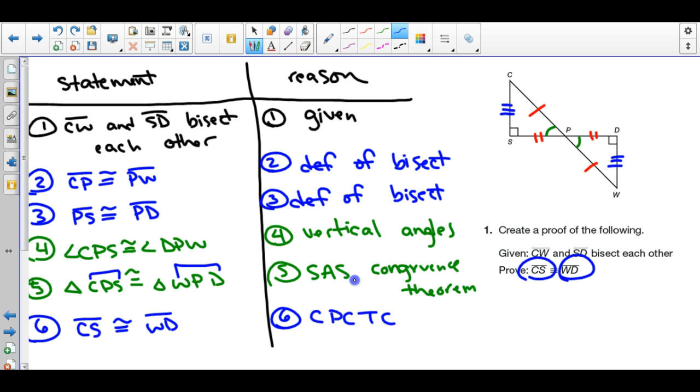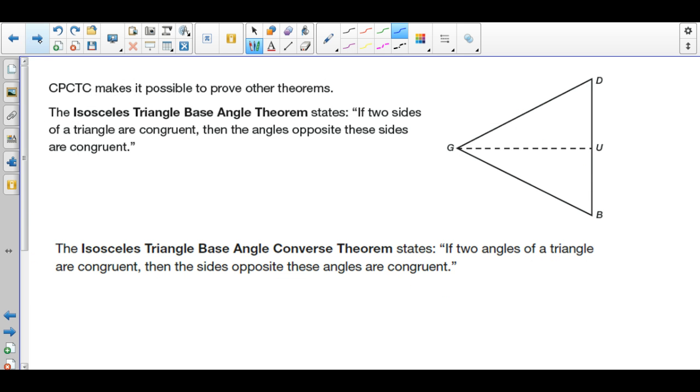So once we have this congruence, we can then make the assumption that these triangles are congruent, which means all of your angles have corresponding angles and all of your sides have corresponding sides that are congruent. So at the very end, we're allowed to say what I have in blue right here where the cursor is, which is that segment CS is congruent to segment DW. And so that's the only proof I wanted to do. And then just really briefly talk about these other two theorems that it makes possible.